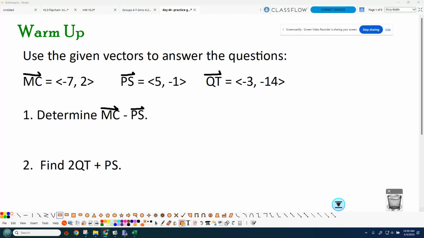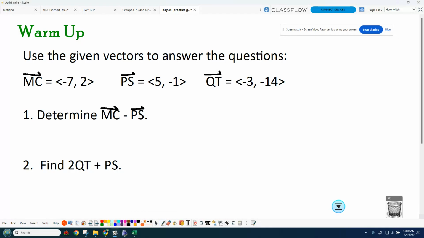Oliver, how do you do the first one? Vector MC minus vector PS. Alright. So tell me specifically what numbers am I doing? PS minus 1, 5 minus -7. Okay.